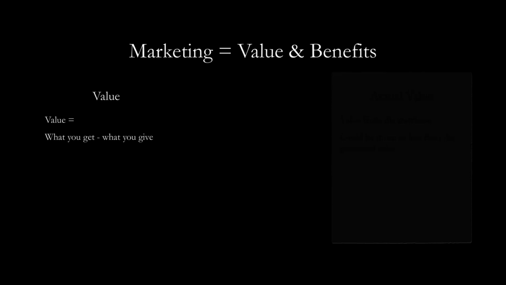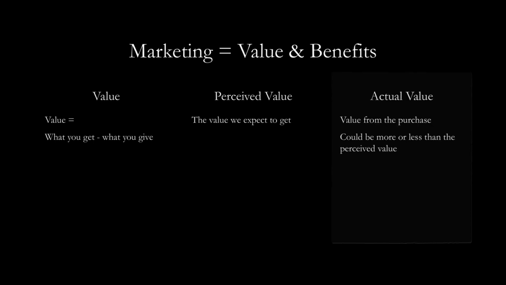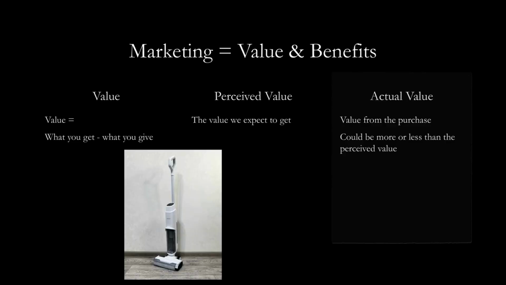We also have what's known as perceived value, which is the value that we expect to get. And then we have actual value, the value we receive from a purchase. This could be more or less than what we expected. Let's say the value I get from purchasing a new vacuum is a clean floor. I purchased a new vacuum, so the value, what I'm getting minus what I'm giving up, is I'm getting a clean floor in exchange for money.